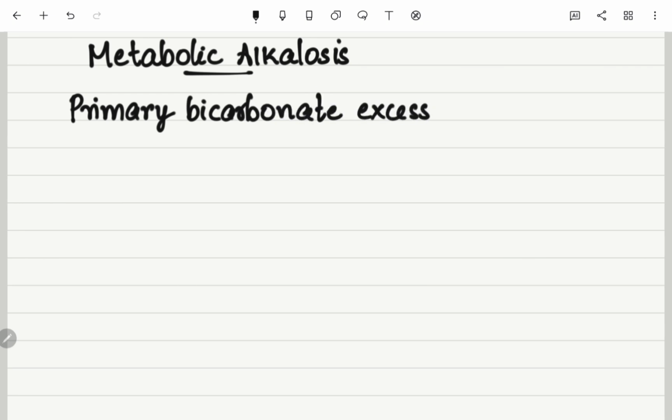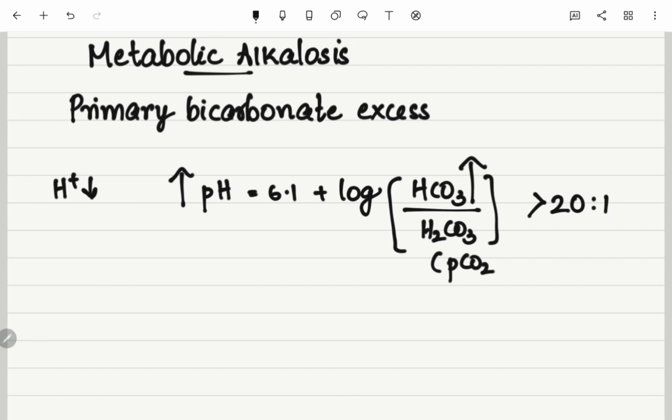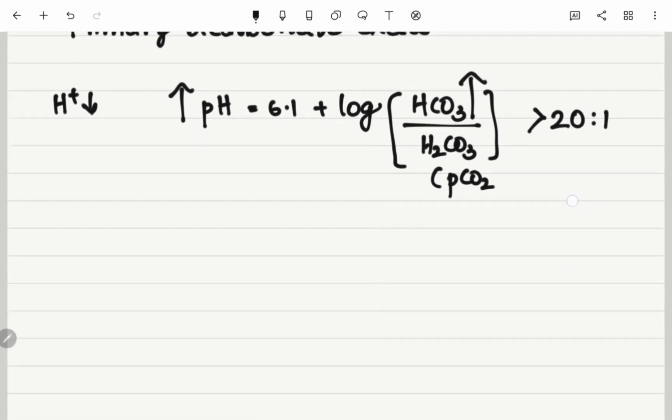Here also we are discussing the whole topic with one particular equation, the Henderson-Hasselbalch equation: pH equals 6.1 plus log HCO3 by H2CO3. Since we are discussing alkalosis, pH is increased. So what change do you expect in HCO3 to increase the pH? HCO3 also has to increase. So here the ratio will be more than 20:1.